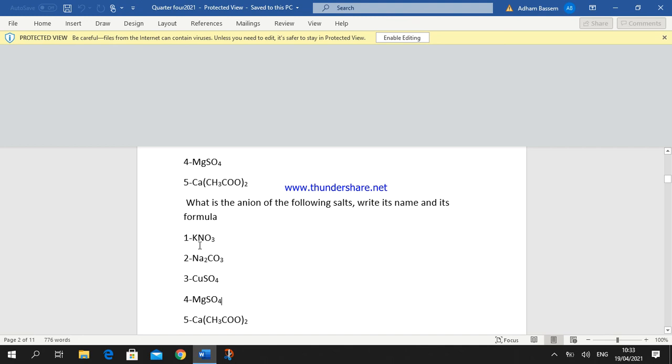Look at salt number 1: the anion is the nitrate group, its formula NO3. Salt number 2: the anion is the carbonate group, its chemical formula CO3. Salt number 3: the acidic radical is sulfate, SO4. Salt number 4, magnesium sulfate: the anion is SO4, the negative ion. And the last one, calcium acetate: the anion is CH3COO, which is considered the negative ion.